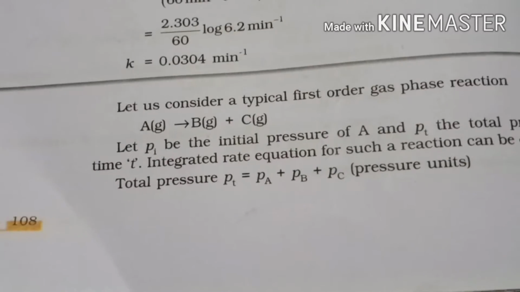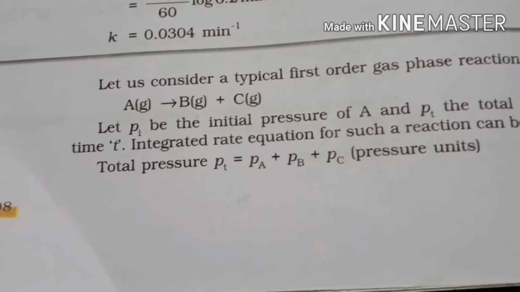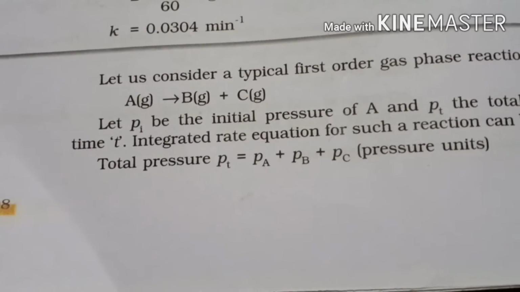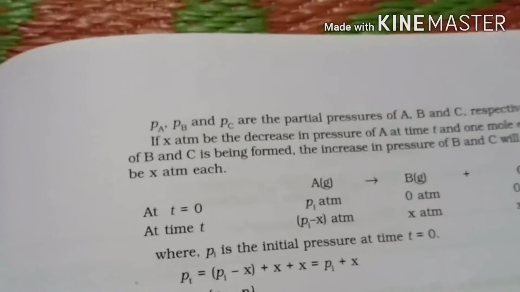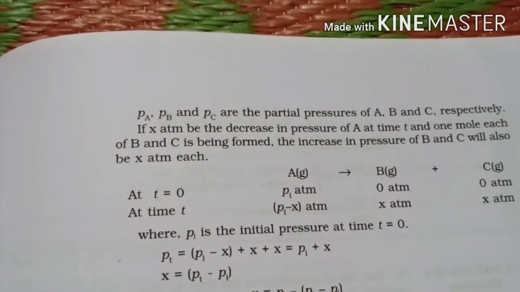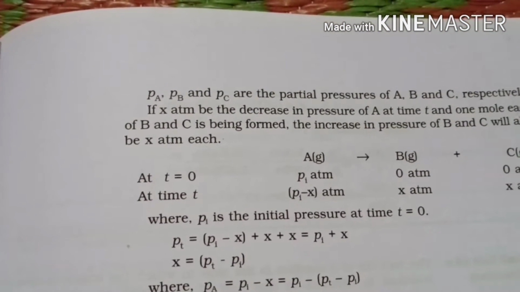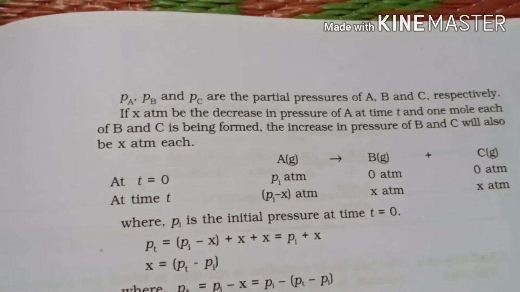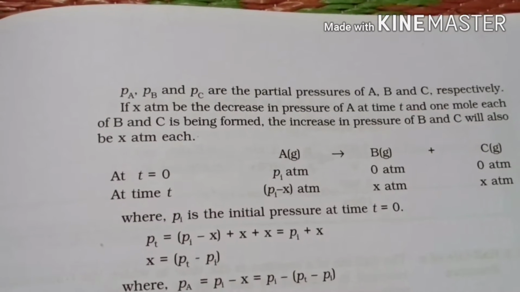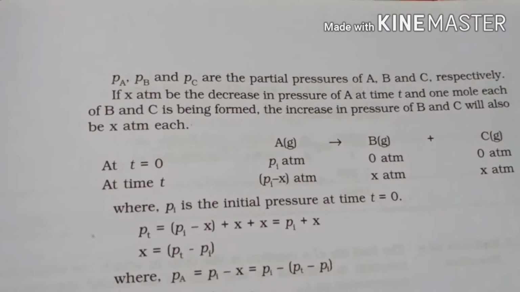Then the integrated rate equation for such a reaction can be written as: total pressure PT equals PA plus PB plus PC. So let PA, PB, PC are the partial pressures of A, B, C respectively. If X atm be the decrease in pressure of A at the time T and 1 mole each of B and C is formed, so the increase of pressure of B and C will also be X atm.